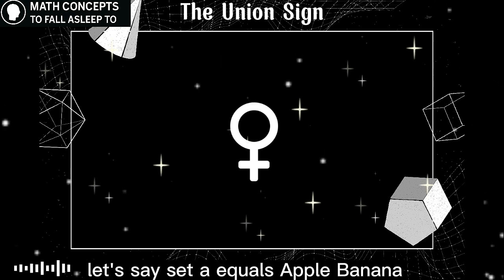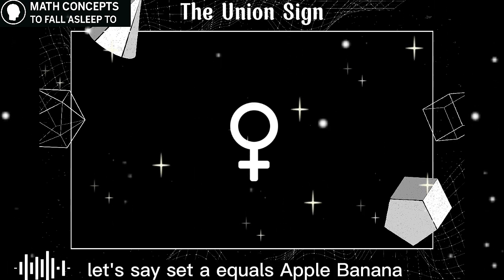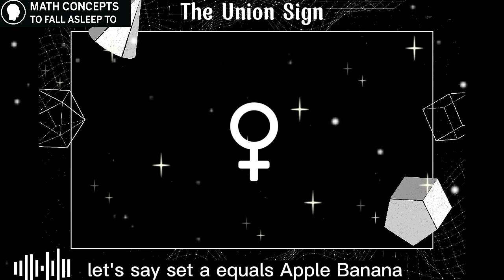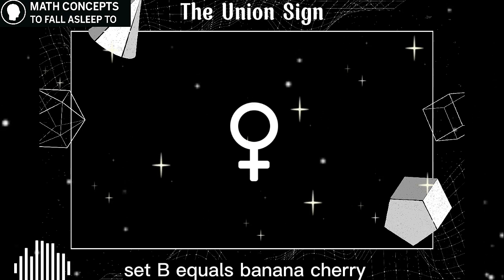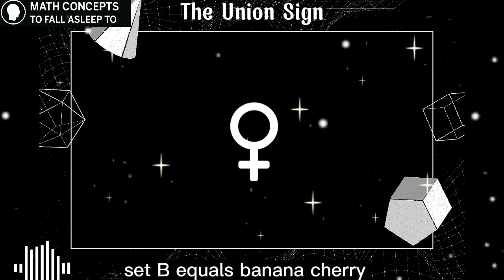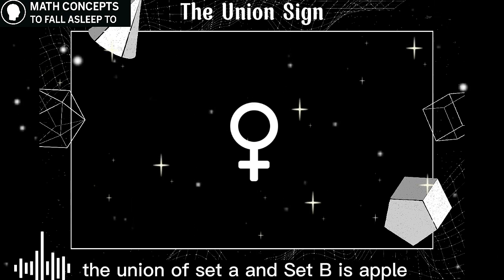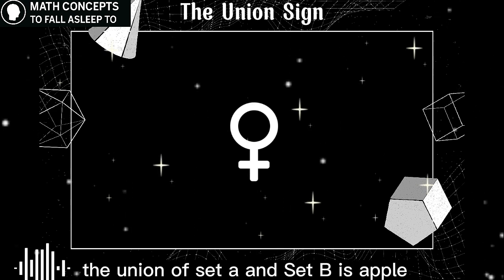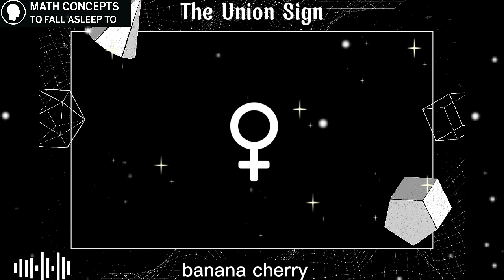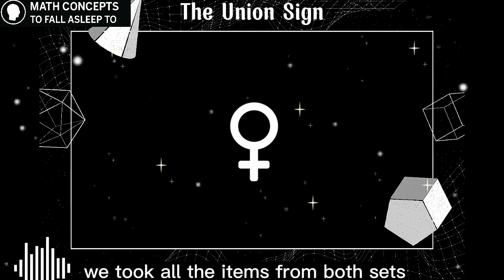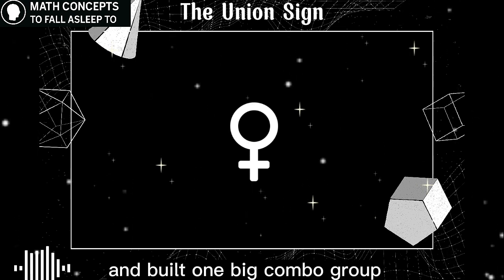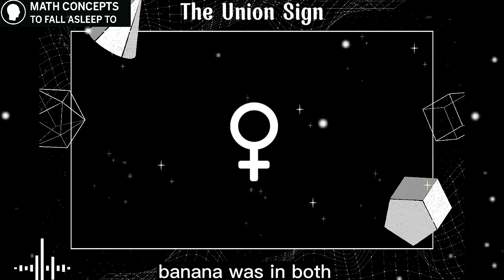Practical example. Let's say set A equals apple, banana, cherry. Set B equals banana, cherry, mango. The intersection of A and B is banana, cherry. These are the fruits found in both sets.